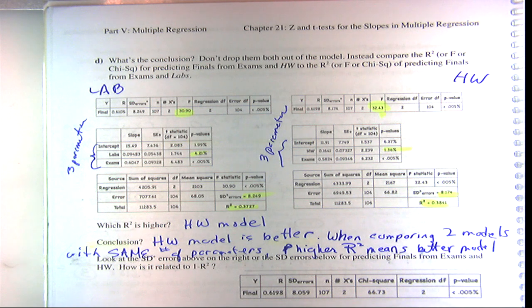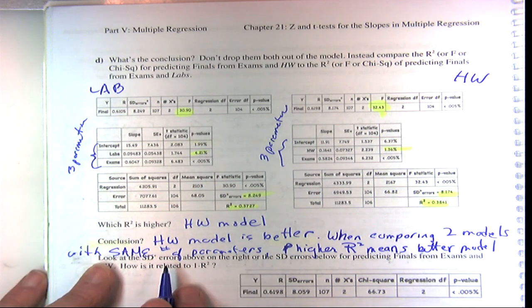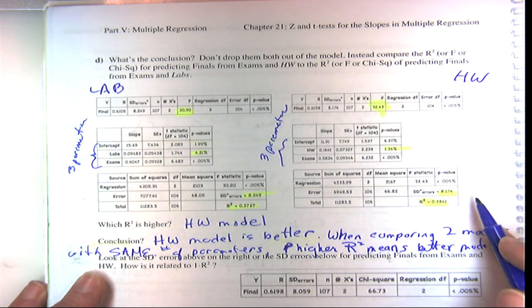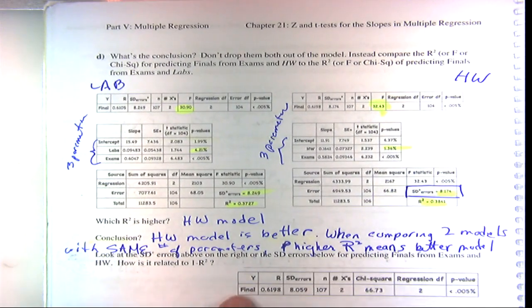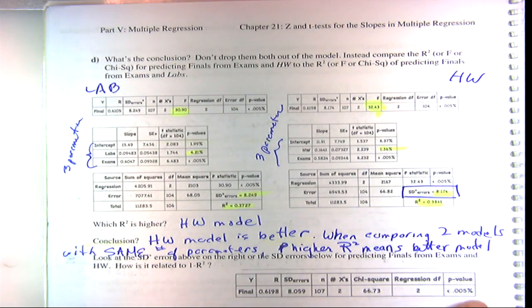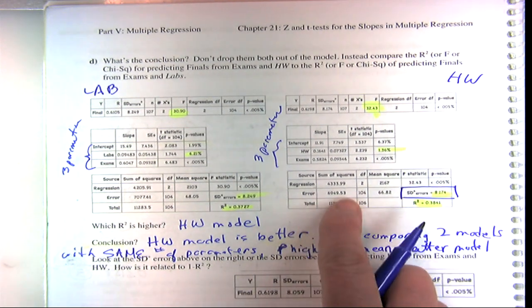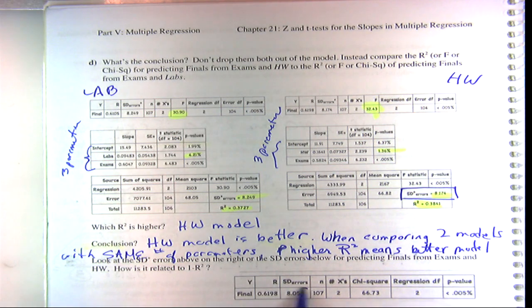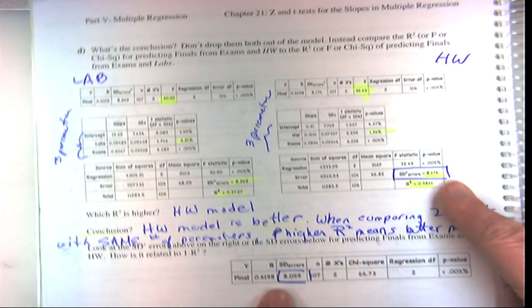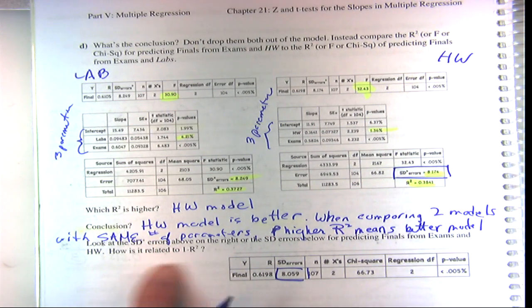So I wanted to show you the relationship between these chi-square tests and these F tests. Here, look at the standard deviation plus above on the right. Here I did a chi-square test on the same data, on the homework and exams model, and I got this. So what's the relationship between these two? That's what this question's asking. And how is it related?